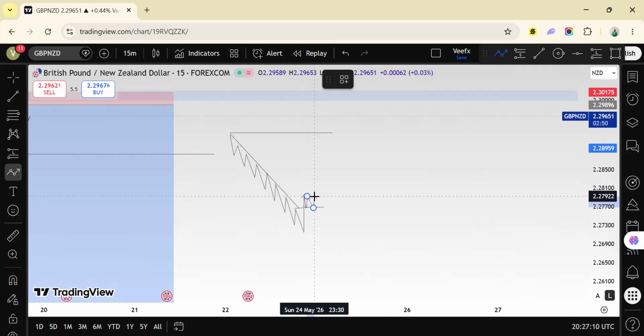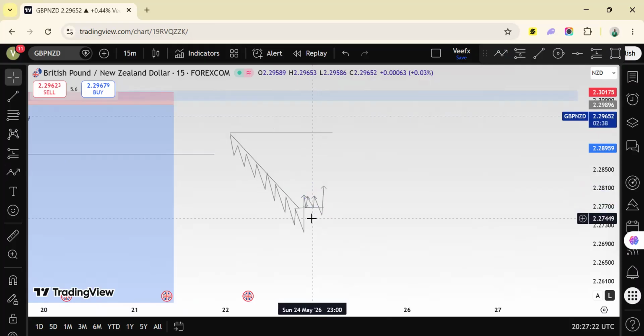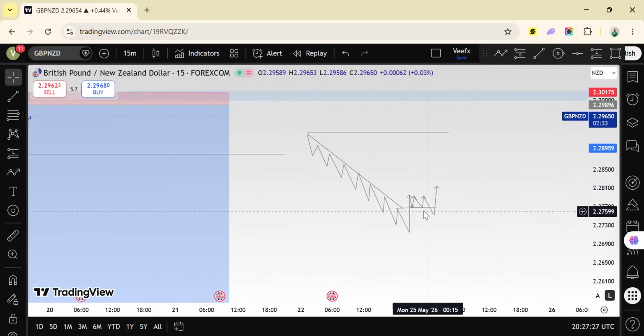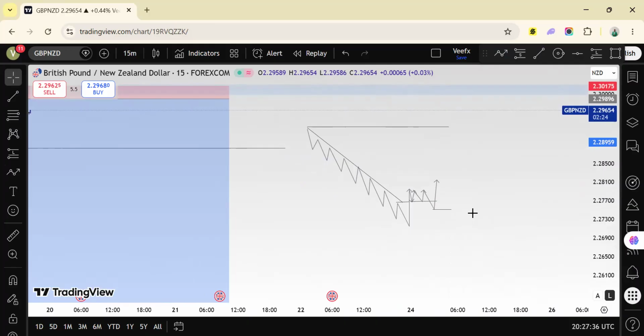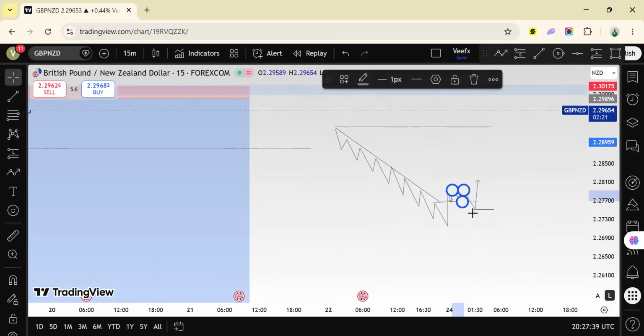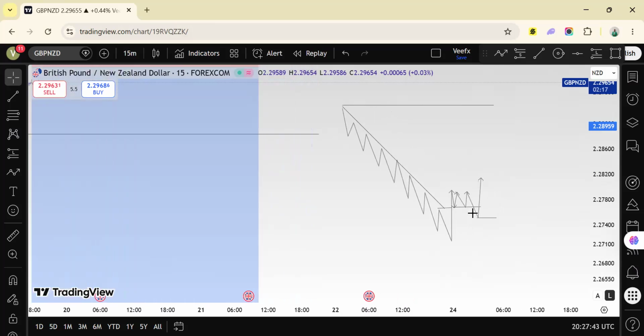I've not confirmed an inducement yet until a candle, if it is the third candle that eventually takes it out, this is where I will now mark as my inducement here. This is where I'll now mark as my inducement. So that's how you mark a proper inducement. Are you getting it? We'll give an example in the chat, right?